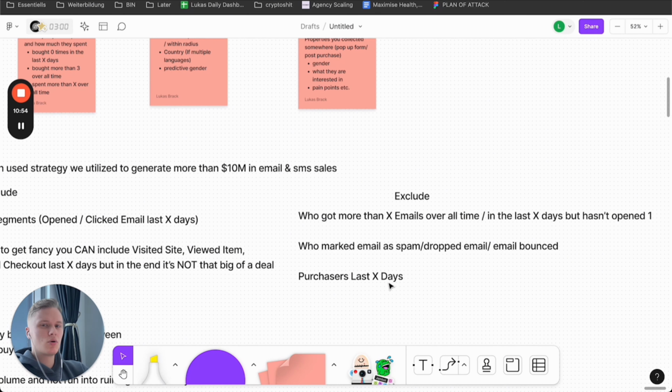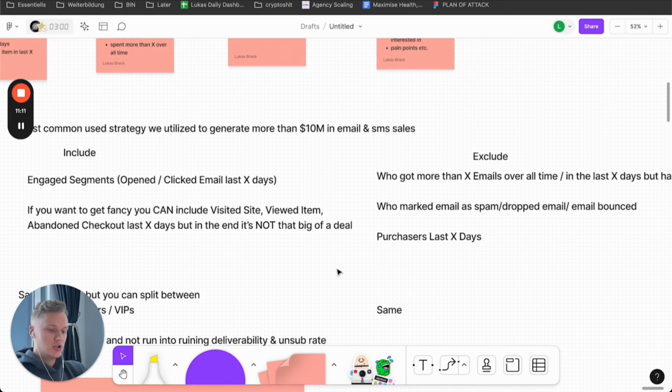Especially if we have promos and stuff, you can get into some big trouble if you, for example, send a 30% off after someone literally purchased 2 days ago. They would ask for a refund and it's a lot of headache for customer service, and you do not want to run into this. So tell your email team to not run that.